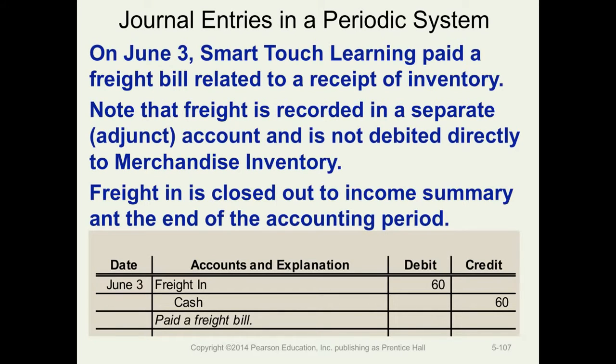Freight. Assuming that you're paying freight, of course, this would have to be a case where it is FOB shipping point. So when the goods are turned over to the common carrier, the freight will now be recorded. Note that the freight is not recorded in the inventory account. It is not debited in inventory. It is debited to a separate account called freight in. This is an adjunct account to inventory. It is a debit to freight in and credit to cash.